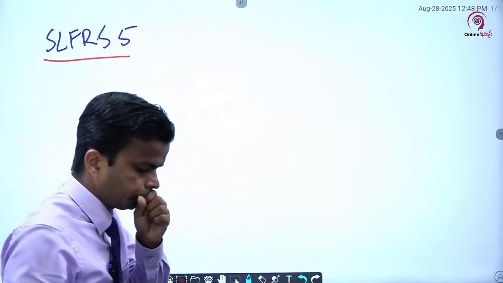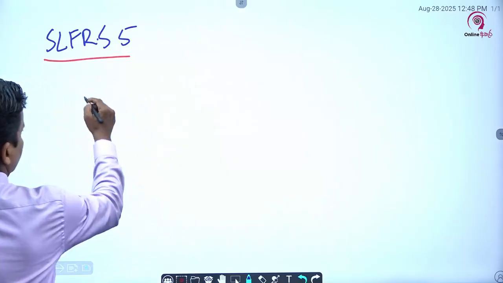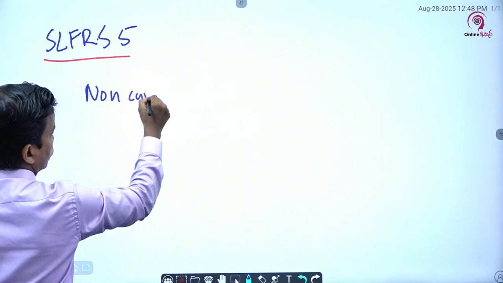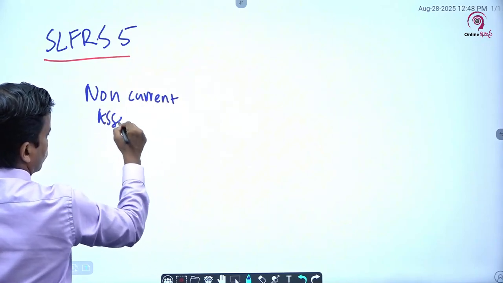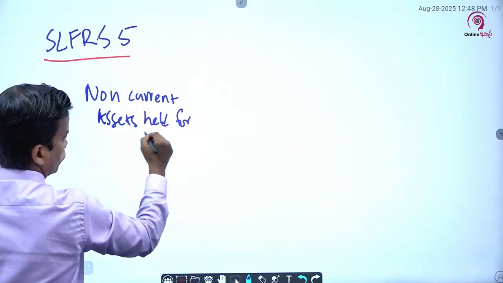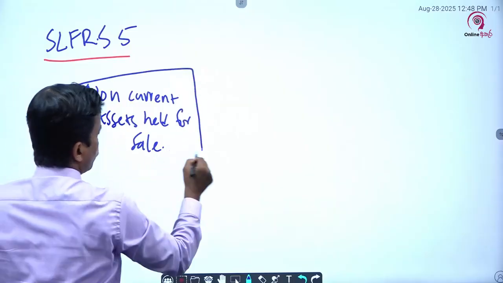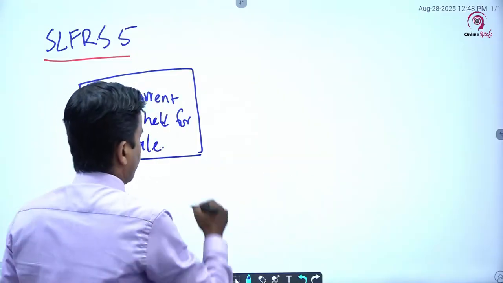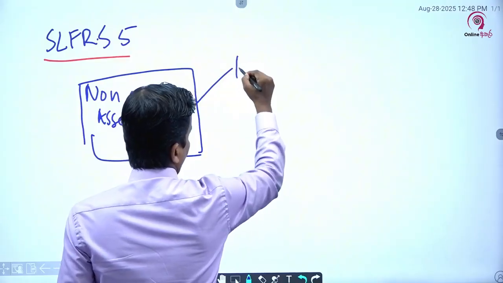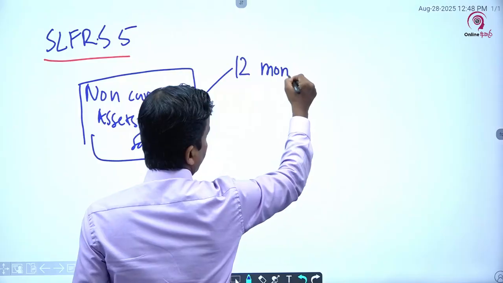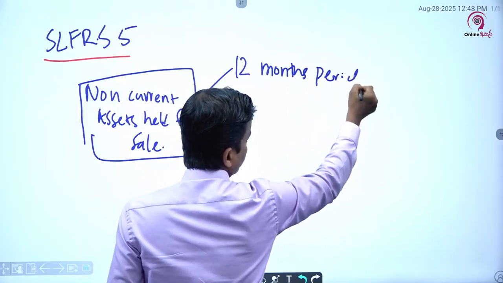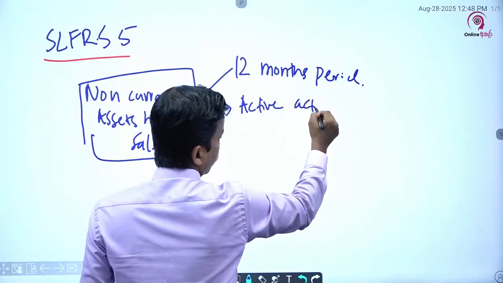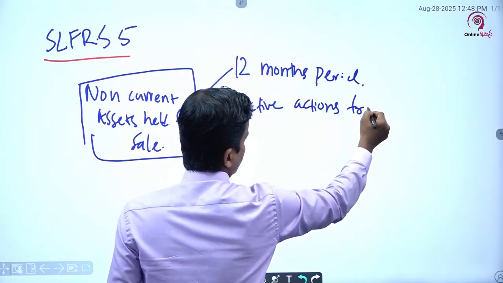So what the standard says, basically, when it comes to non-current assets held for sale: for you to classify or present any asset or class of asset as non-current assets held for sale, the proposed disposal should take place within the next 12 months, and there should be some active actions for the proposed disposal.